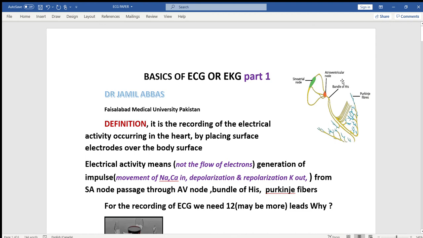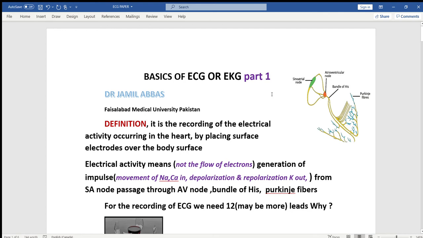Here today we are going to discuss the basics of the ECG or EKG, electrocardiogram. And this is the first part, which is concerned with the lead system and the definitions we use in the ECG. Actually, it is a recording of the electrical activity occurring within the heart.